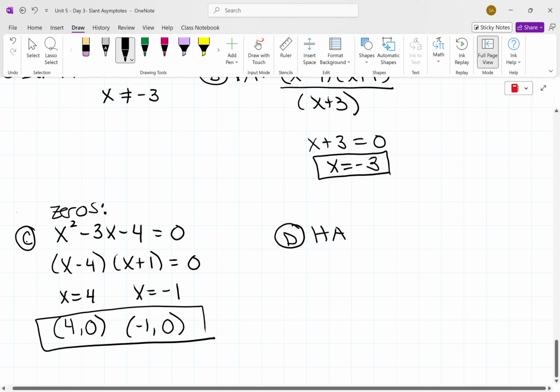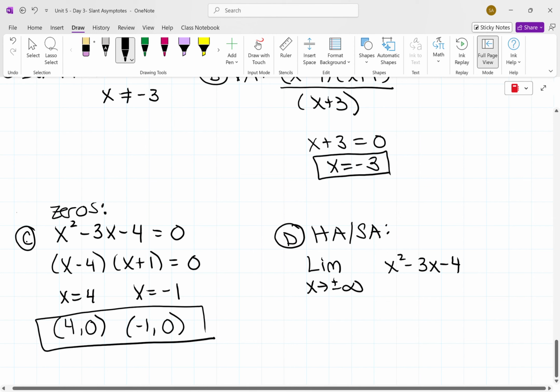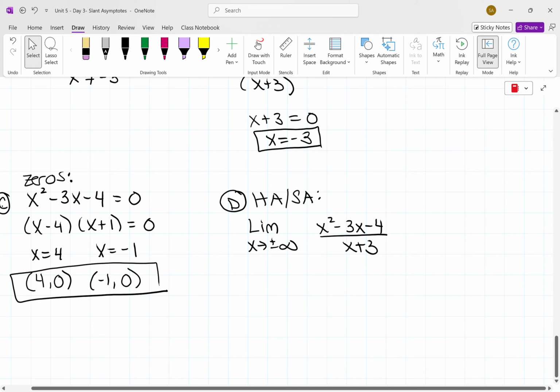All right, next thing we look for is our horizontal slash slant asymptote, because we find them the same way. So we're going to take the limit as x approaches plus or minus infinity of our function, which is x squared minus 3x minus 4 over x plus 3. Tell me, what am I putting here to find the limit?